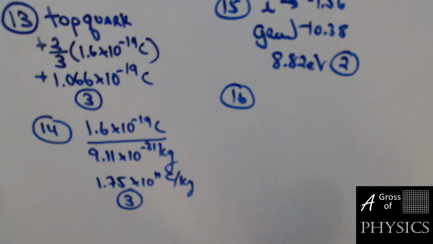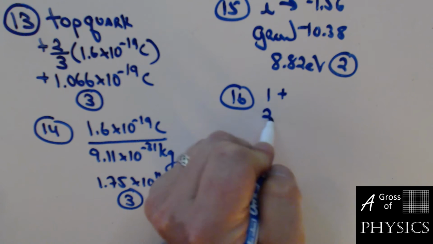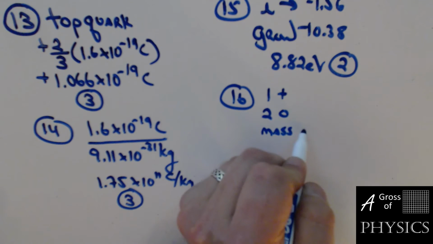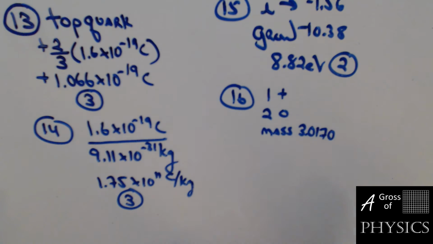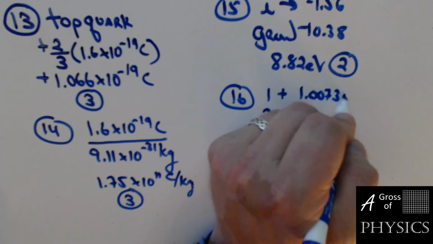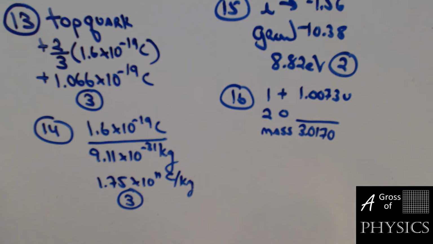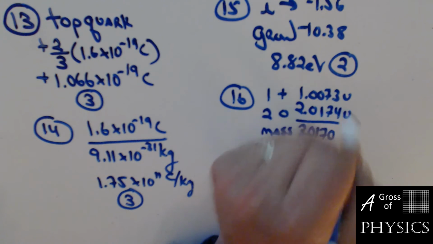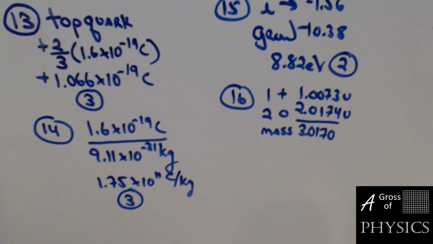All right, 16. A tritium nucleus consists of 1 proton and 2 neutrons, and a total mass of 3.0170. What's the mass defect? Well, according to this chart, the proton is 1.0073 AMUs, and the neutron is 1.0087, but there's two of them, so it's 2.0174 atomic mass units.